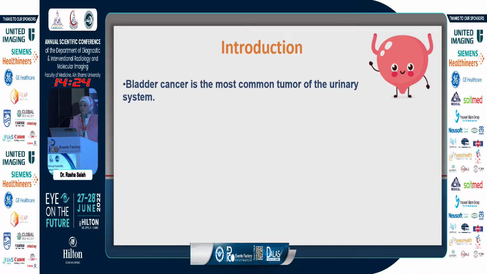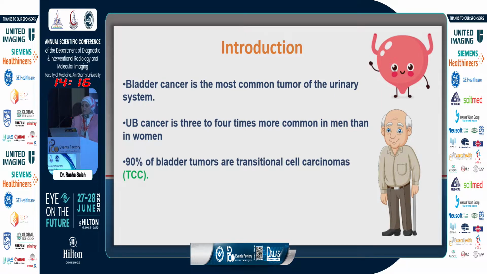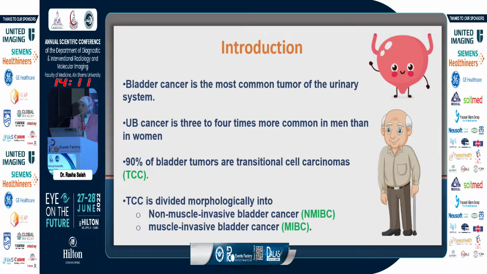Bladder cancer is the most common tumor of the urinary system, and it is 3 to 4 times more in men compared to the women. 90% of bladder tumors are TCC, and the TCC morphologically are divided into non-muscle invasive bladder cancer and muscle invasive bladder cancer. And this is the cornerstone for management of the patient, to identify muscle invasion from non-muscle invasive disease.